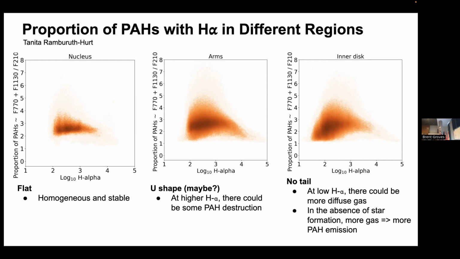These plots are very fresh. So we don't really know exactly what's going on, but some initial interpretations are that we have kind of a flat proportion of PAHs in the nucleus, which could indicate that it's homogeneous and stable. And then in the arms, there's perhaps this U shape, which could mean that at higher H alpha there could be some destruction of PAHs. And in the inner disk we don't really have the same tail, which could mean that at low H alpha there could be more diffuse gas, or in the absence of star formation, more gas means that we have more PAH emission.